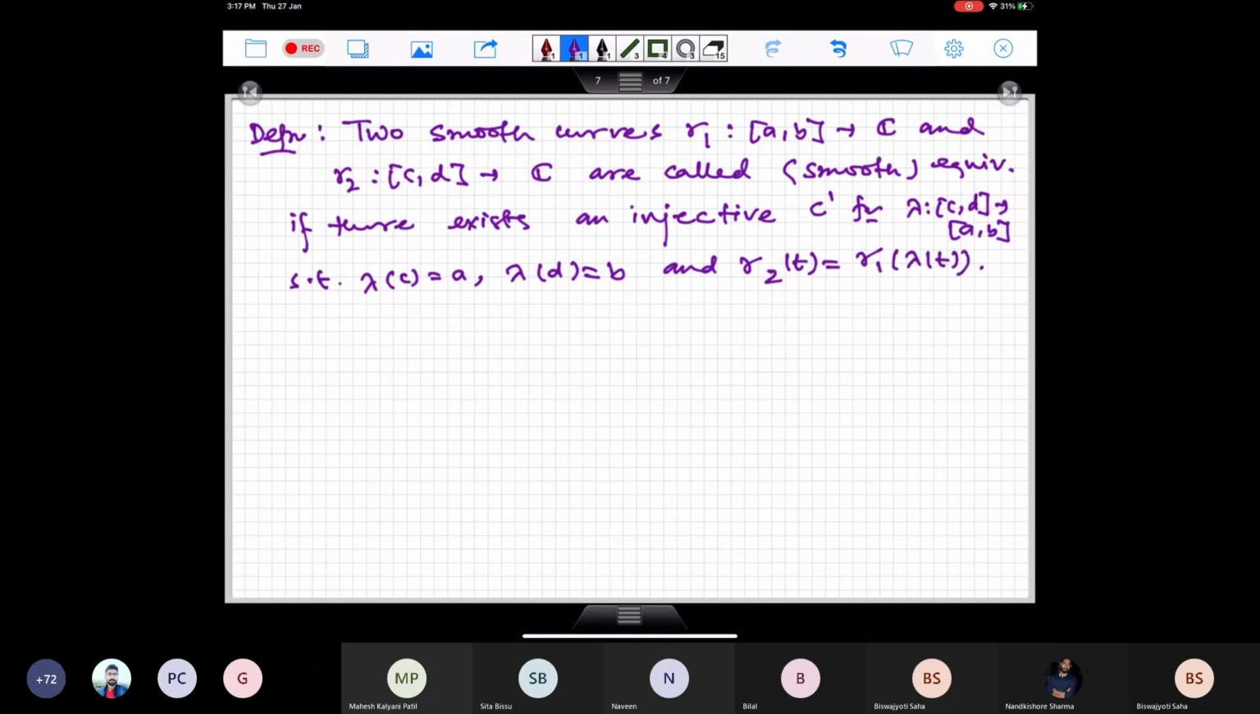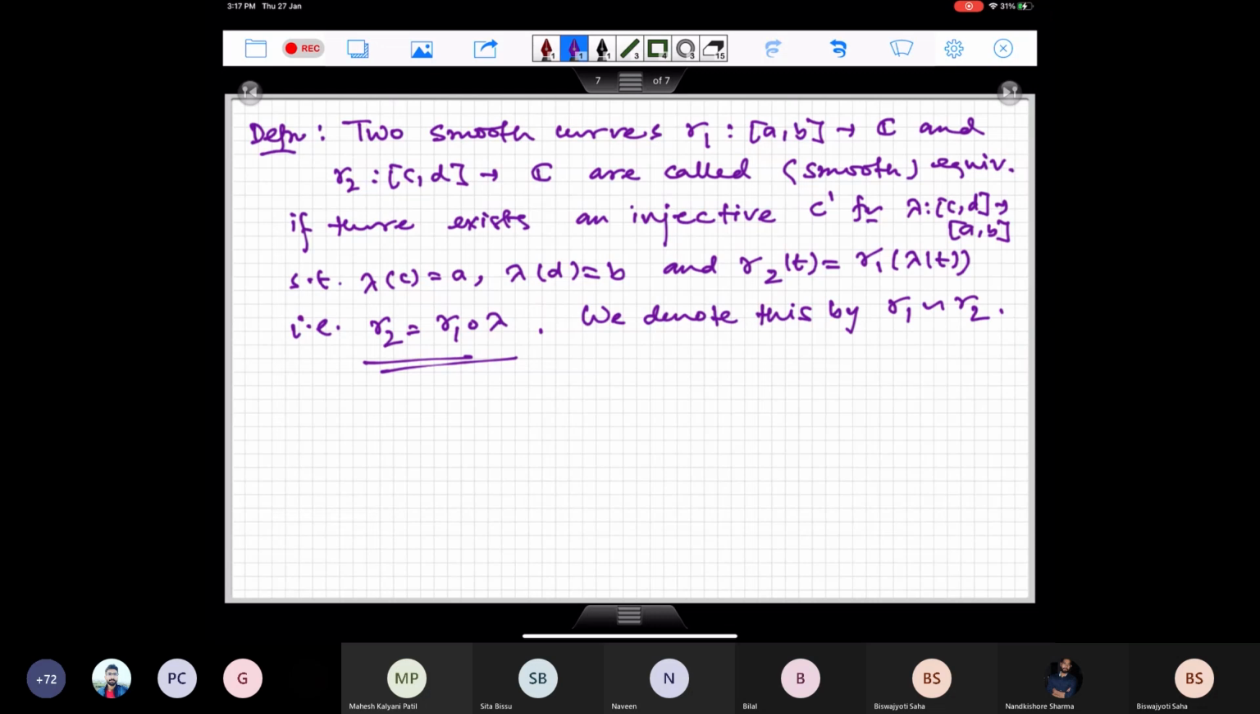So if I have this, then I can call these two functions equivalent or smooth equivalent. That is, gamma 2 is nothing but gamma 1 composed with lambda. So if I have this kind of phenomenon, this is exactly the change of variable, this lambda. Then we call gamma 1 and gamma 2 equivalent, and we denote this by gamma 1 equivalent to gamma 2 like this.